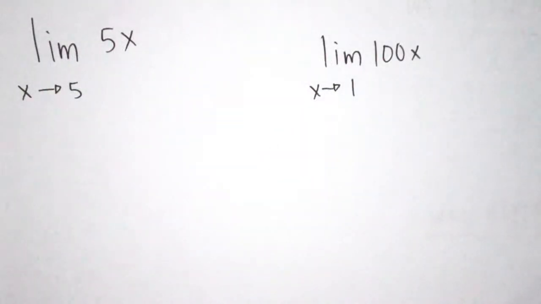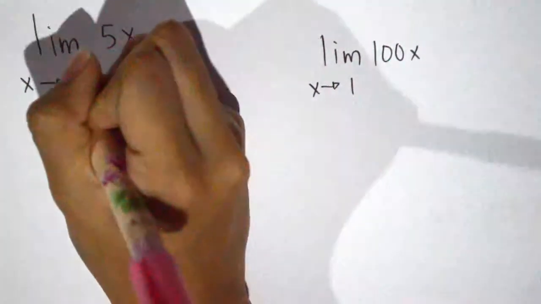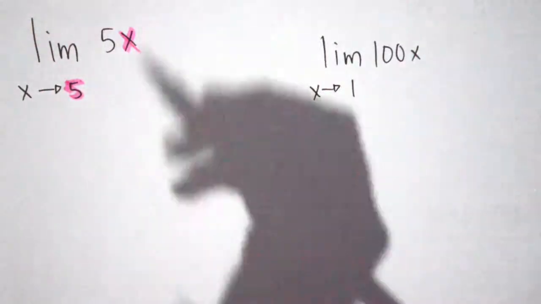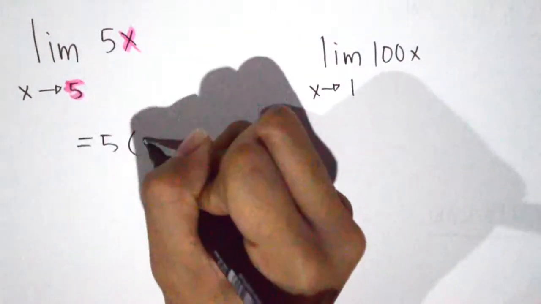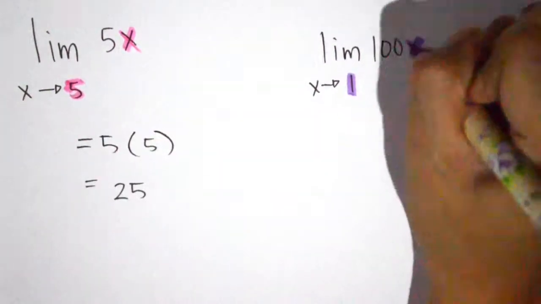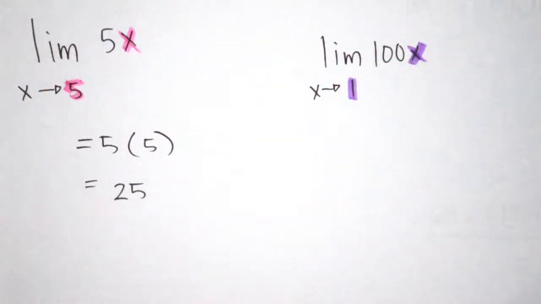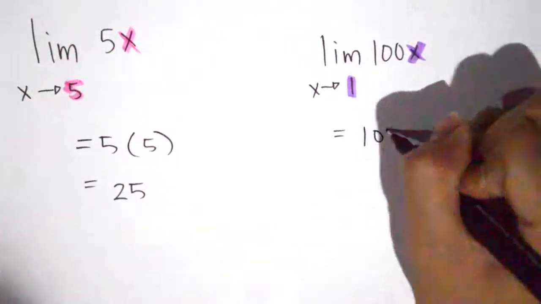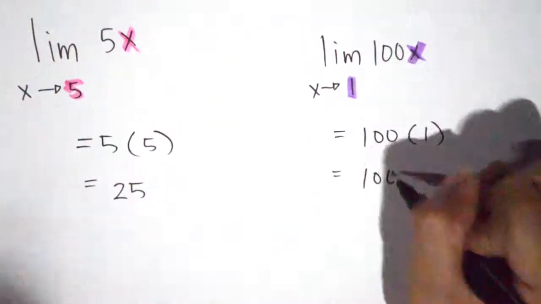If you want an easy way to do this, just substitute the value of x approaching to the given function. For example, the limit of 5x as x approaching 5 will be 25, since 5 multiplied by 5 is equal to 25. The limit of 100x as x approaching 1 will become 100 times 1. 100 times 1 is equal to 100.